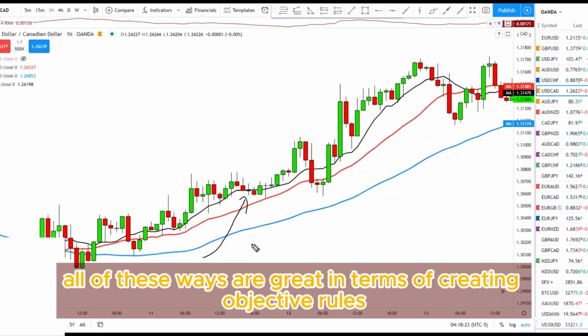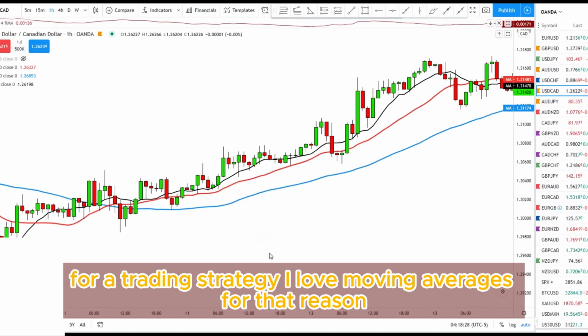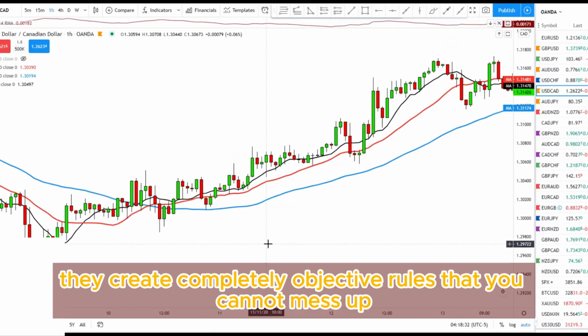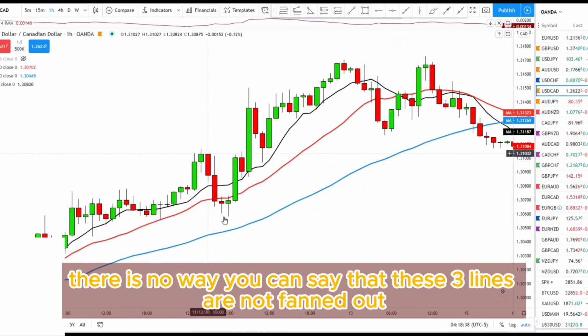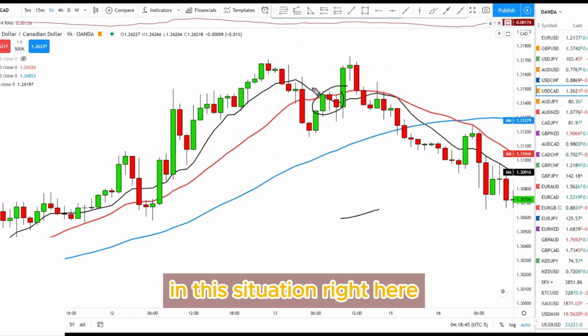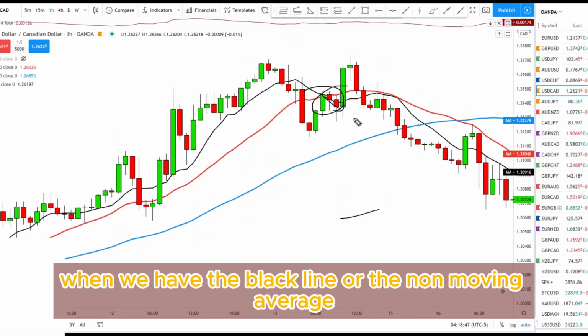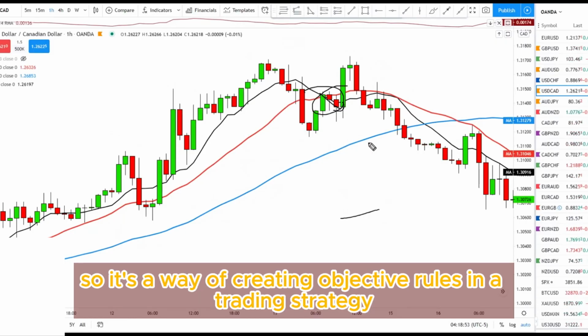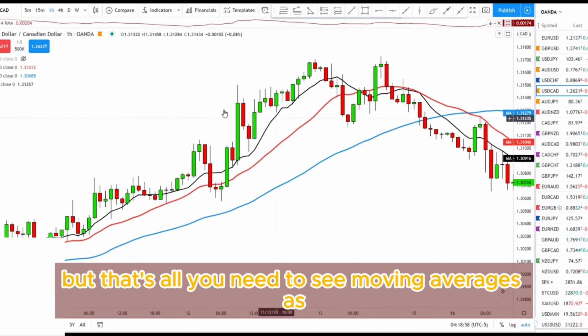All of these ways are great in terms of creating objective rules for a trading strategy. I love moving averages for that reason. They create completely objective rules that you cannot mess up. Even if you try, there is no way you can say that these 3 lines are not fanned out. There's no way that you can say they are fanned out in this situation right here when we have the black line, the 9 moving average, pulling below the 20 moving average. So it's a way of creating objective rules in a trading strategy, but that's all you need to see moving averages as.